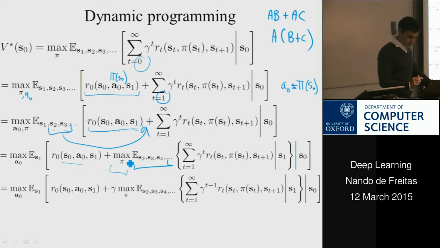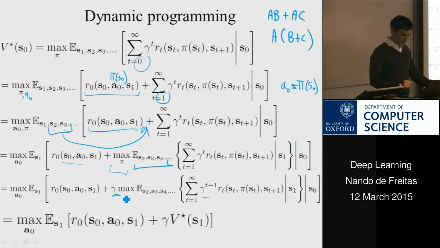I need to do one more thing. My first gamma here is gamma to the power 0, which is 1. So I need to make sure that it also starts at 1. So I'm going to divide by gamma so that I get t minus 1 here. And because I divided, I need to multiply by gamma. So I divided and multiplied by gamma in this step. And now I just realized that this is the stuff that I started with in the beginning. This is just the value function at the next time step.